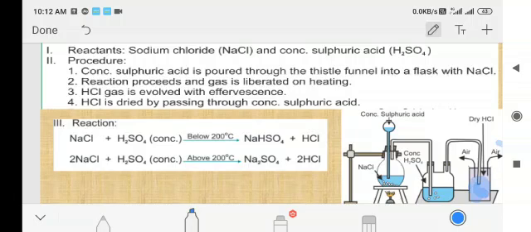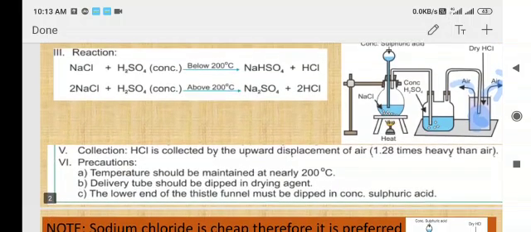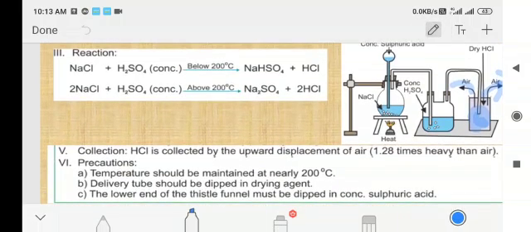As a result, air, which is lighter than HCl, will be pushed outside. So the method of collection is called upward displacement of air. Remember, here is the point, the method of collection is upward displacement of air. If a question comes in the examination asking why this method is used, you will say because HCl is heavier than air. That is a simple and best answer.